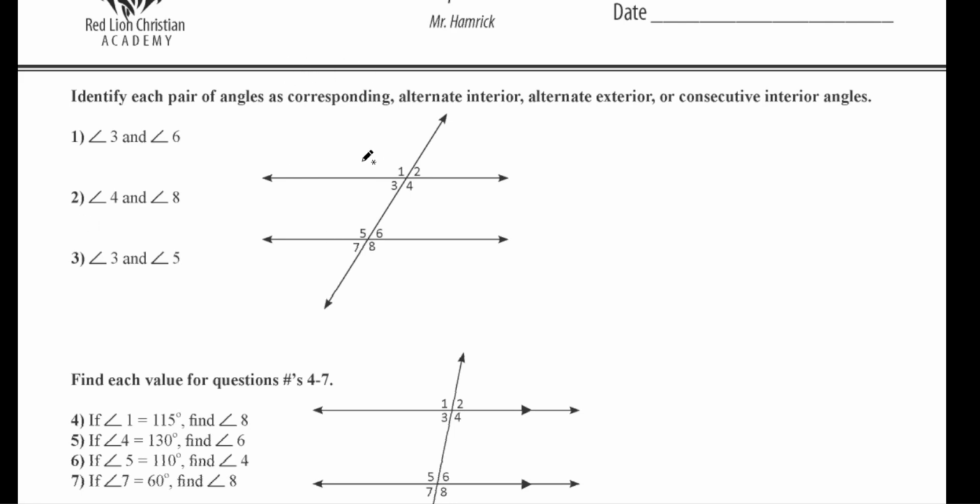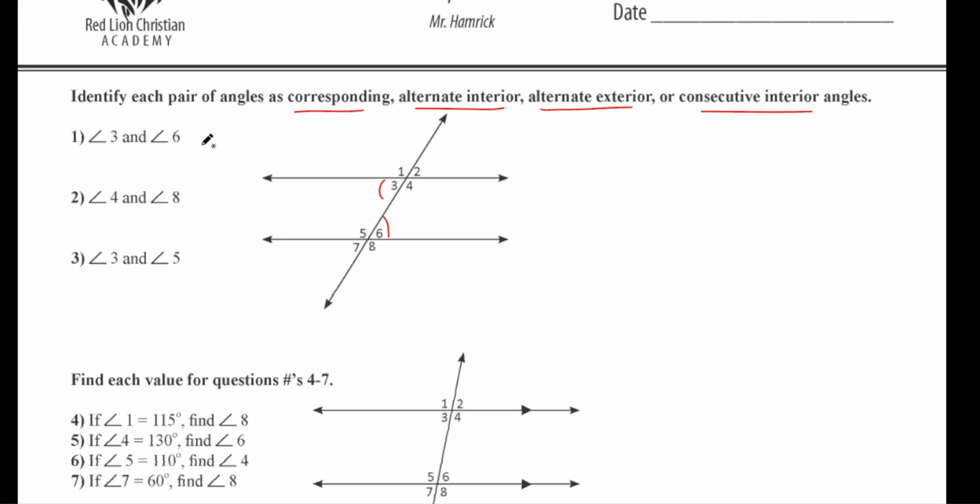It says identify each as what? Corresponding, alternate interior, alternate exterior, consecutive interior. Most of you guys did fairly well on this. We still got a lot of wrong answers on this. So 3 and 6. I like to mark them, 3 and 6. These are inside the two lines. They're completely opposite. One's up here at the top left. This one's down the bottom right. So they're alternate, and they're inside, so they're alternate interior angles, okay?